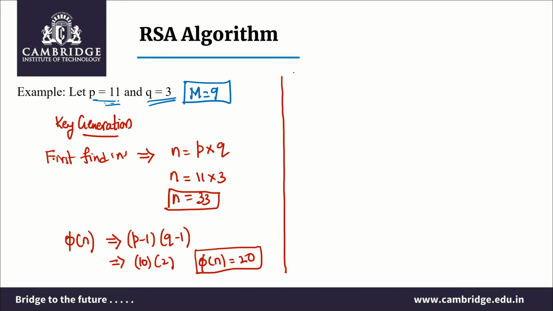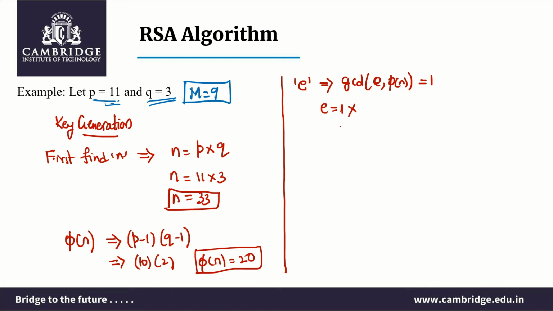So I'm going to calculate e. Now e should be calculated such that when you take the GCD of e and phi of n, this value should be equal to 1. We have phi of n as 20. Let's start taking the value of e. E equals 1. We need not consider 1 because 1 is the universal fact.